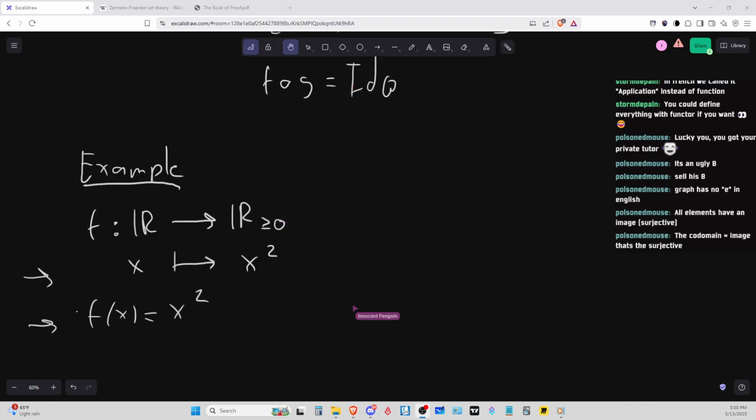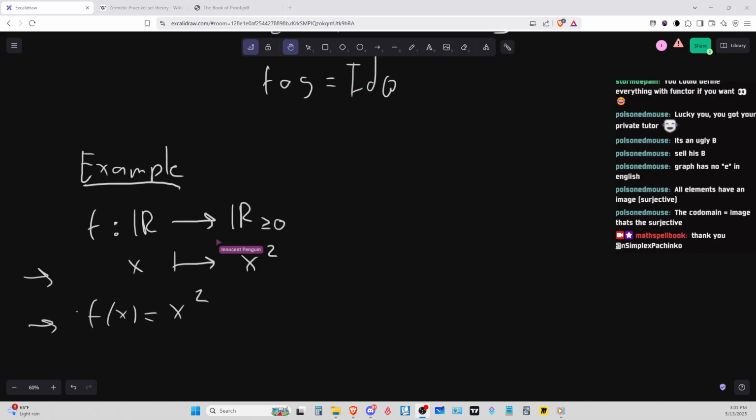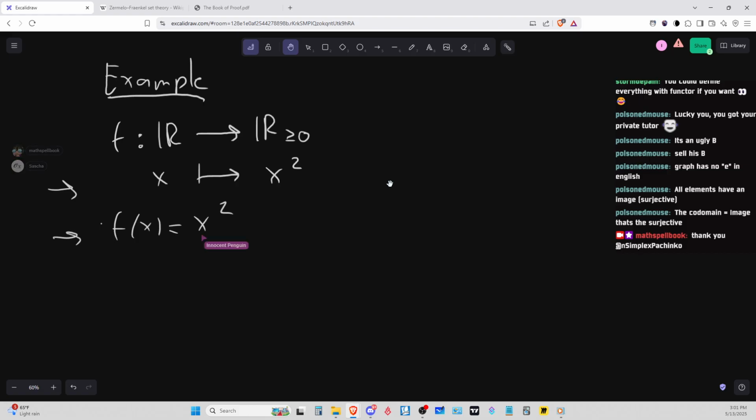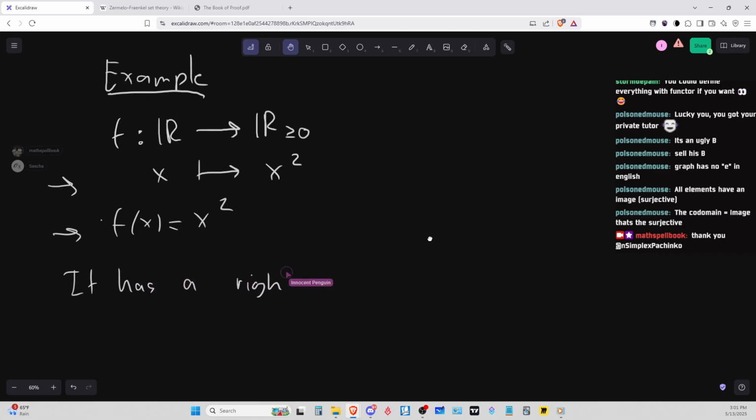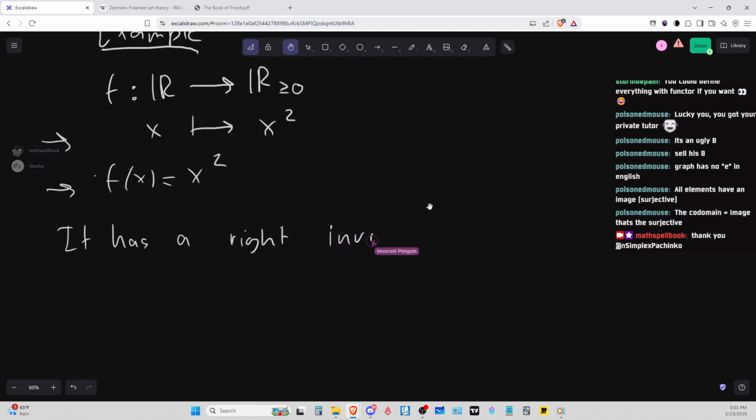And you can check that this map is onto, right? Yeah. Because every positive real number can be realized as some square of some real number. But it also has a right inverse. So what would be the inverse in that case? So basically, what we want to do is undo the squaring. So what we're going to do is take the square root.